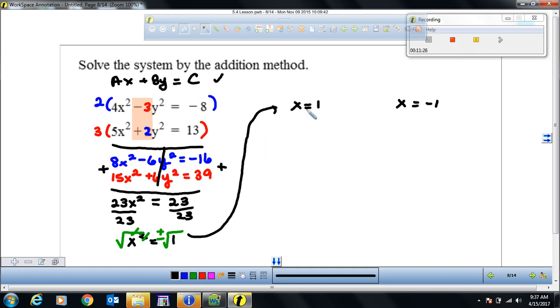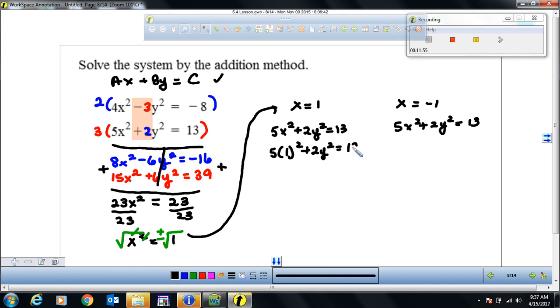Now we need to find the values of y. How? By replacing these two values of x in one of the two original equations. Let's go ahead and use the second equation. So if I replace x with the 1 right here, we are going to get 1 squared, which is 1, times the 5, is going to give me a 5. Right? So we get 5 plus 2y squared equals 13.